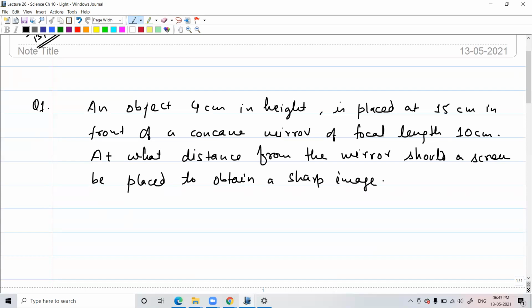So in all that twist of words, whatever they are twisting, they're only asking you, what is the image distance? Can you figure that out? From that sentence, they're only asking you to figure out where the image will be formed. Wherever the image is formed, that is where you will put the screen, right? So in short, they're asking the image distance v. And then also you have to calculate the height of the image.